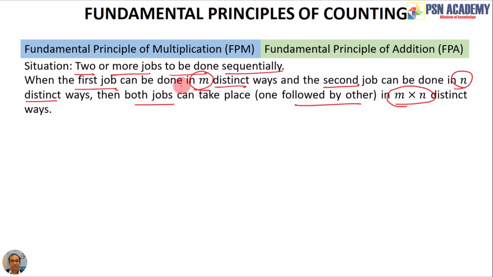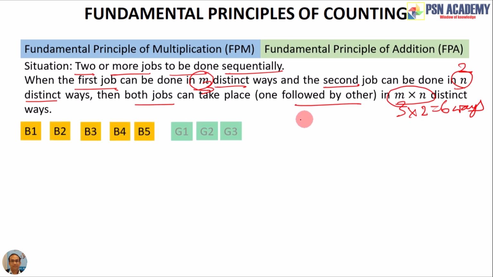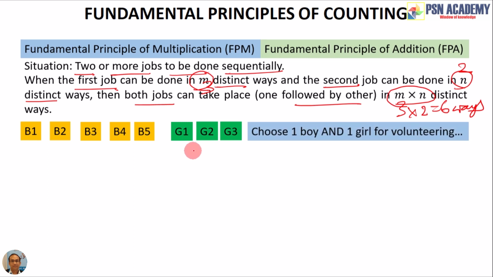For example, if the first job can be done in 3 ways and the second job can be done in 2 ways, then 3 times 2, that means 6 ways will be there to perform both the jobs, right? We go for an example. Suppose there are 5 boys and 3 girls and we need 1 boy and 1 girl, okay? So follow this word and. That means we need 2 children from this group and this group, 1 from each of these groups, right? Now we will find out in how many ways that pair can be created.